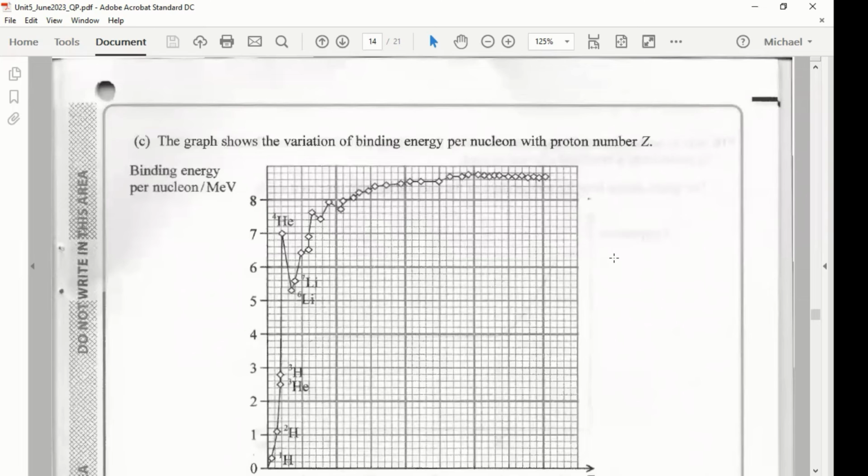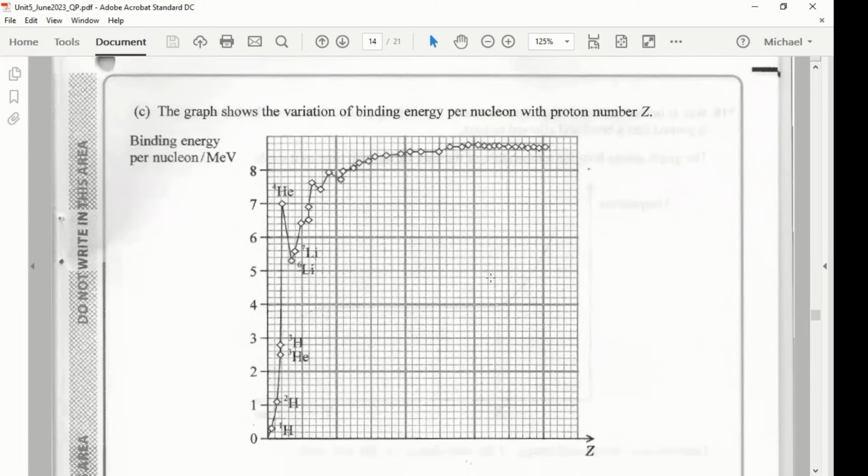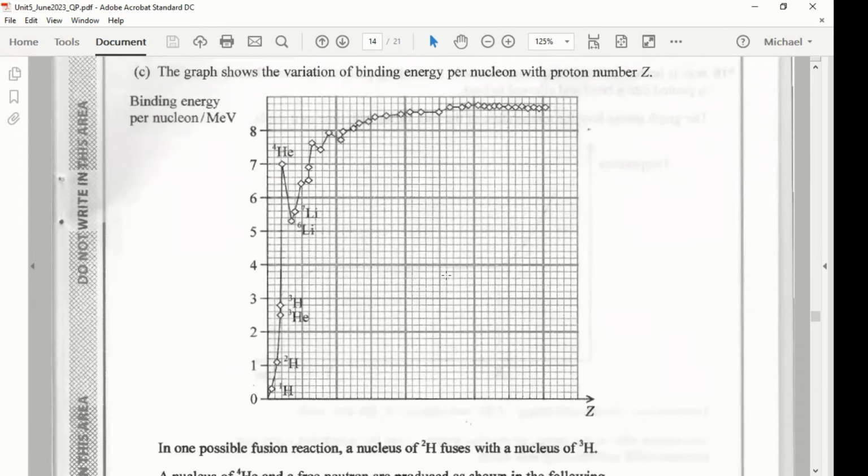C. The graph shows the variation of binding energy per nucleon with proton number Z. This should be a graph with which you are very familiar. Okay, so along the bottom is Z, and there are some data points on here. And this is binding energy per nucleon in MeVs.